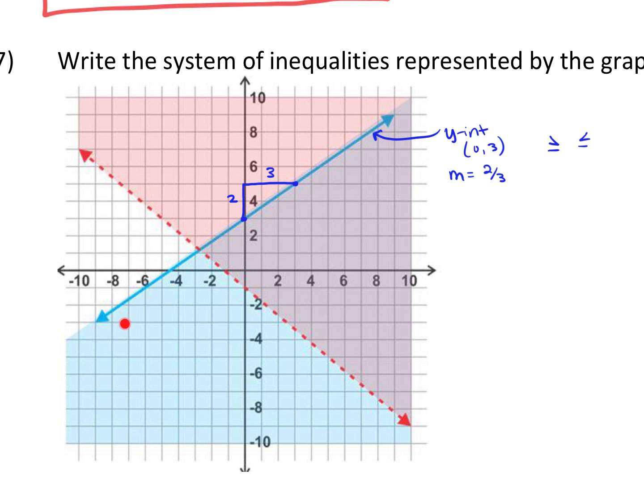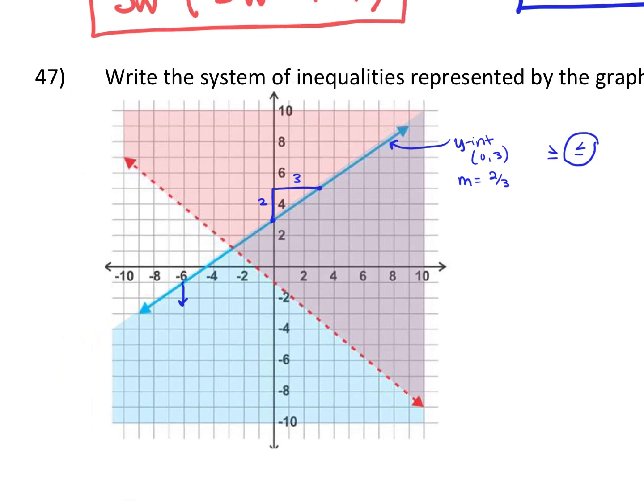So what do you guys think? Would you say this is above the line or below the line? And I am a fan of drawing arrows to the shaded region. Because I'm drawing an arrow down, I know that that's going to be below the line. Anytime we shade below, we use a less than. So we're going to use this inequality.